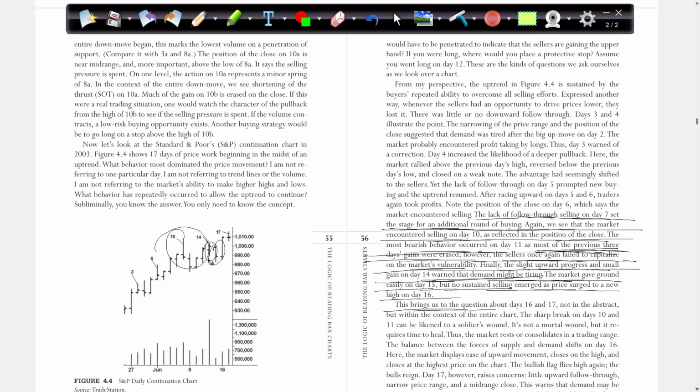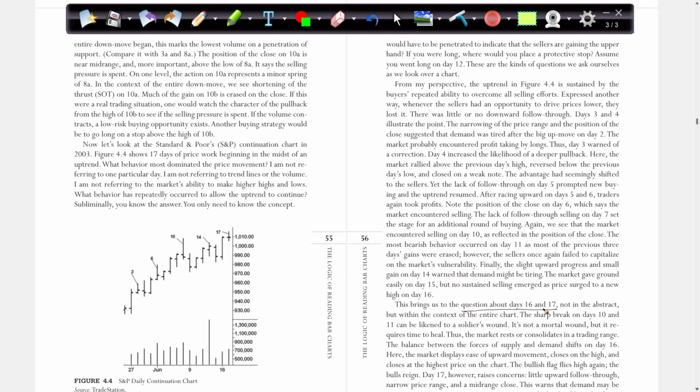This brings us to days 16 and 17, not in the abstract, but within the context of the entire chart. The sharp break on days 10 and 11 can be likened to a soldier's wound. It's not a mortal wound, but it requires time to heal. Thus, the market rests or consolidates in a trading range.